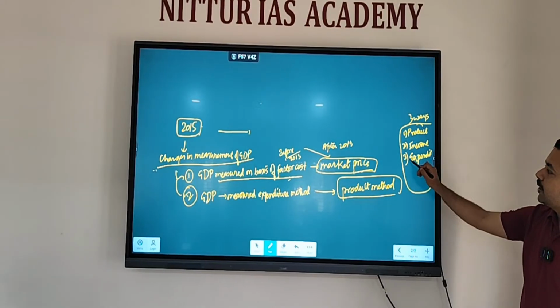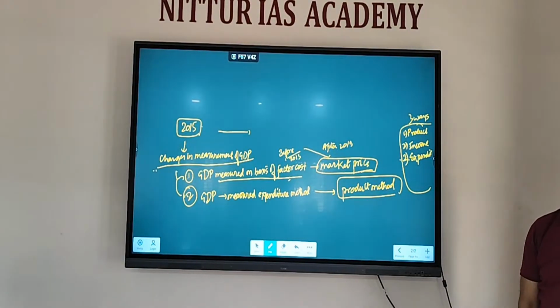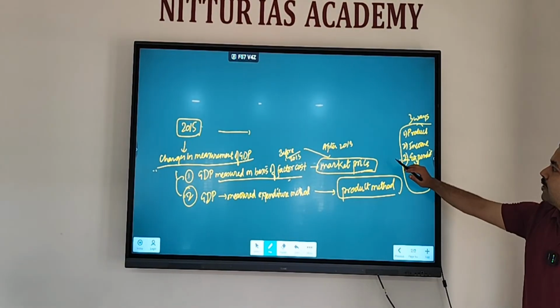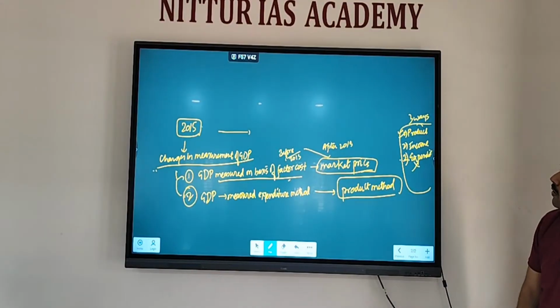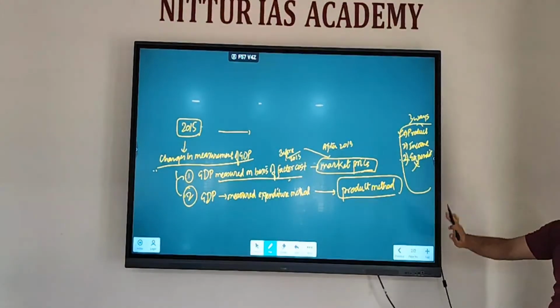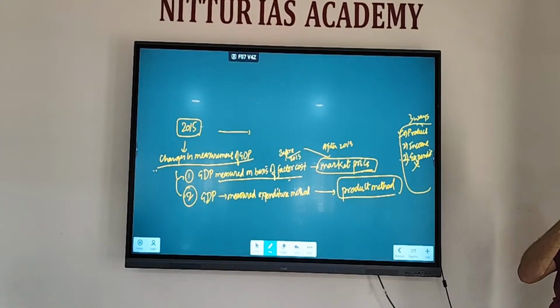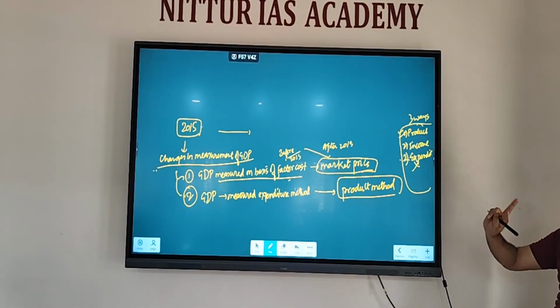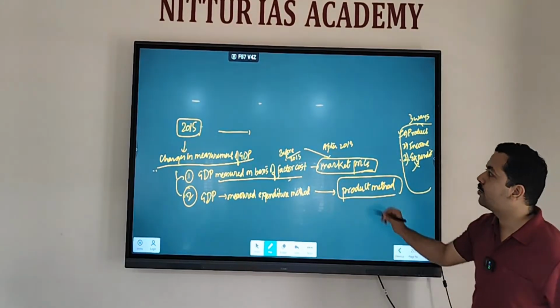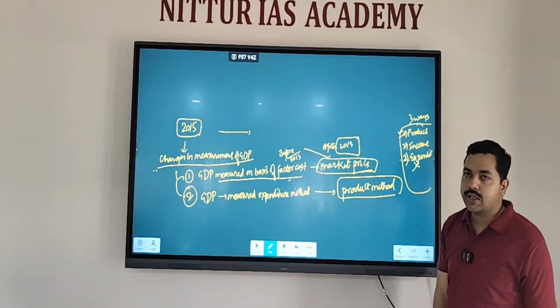So earlier GDP used to be measured through the expenditure method, but now we are shifting towards the product method. And earlier GDP used to be measured at factor cost. Now GDP is measured at market price. Clear? So these two changes were introduced from 2015 onwards in the case of GDP.